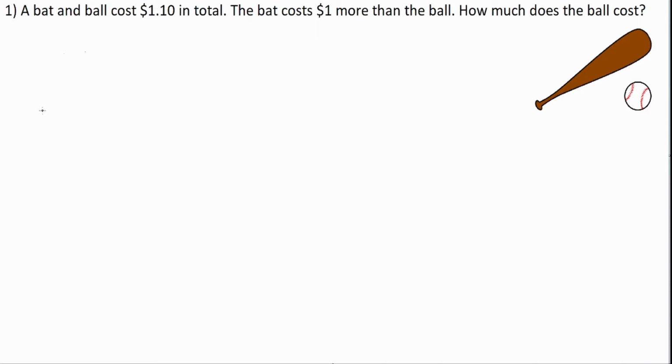Alright, now let me try to explain how the problem should be solved. Since both the bat and the ball start with the same letter B, let's take the last letters of each word and let those letters stand for each item. So T will stand for bat and L will stand for ball. In order to solve this problem, first let's write the things we know.